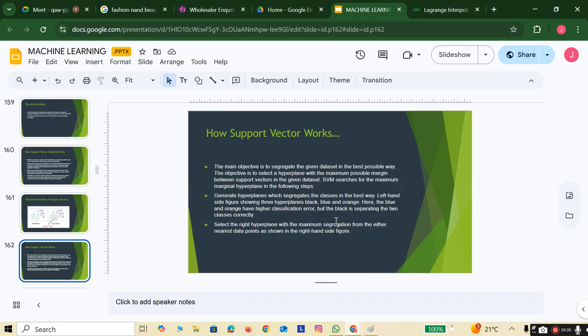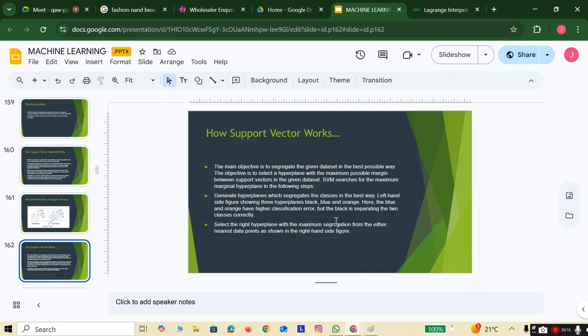So continuing on how it works, the main objective is to separate the given data set in the best possible way, and also select a hyperplane with the maximum possible margin between support vectors in the given data set. SVM searches for the maximum marginal hyperplane in the following steps. Number one, generate hyperplanes which segregate the clusters in the best way. It doesn't have to be perfect in the first trial, but at least make sure it does it in the best way. The left-hand side figure shows three hyperplanes, black, blue, and orange.